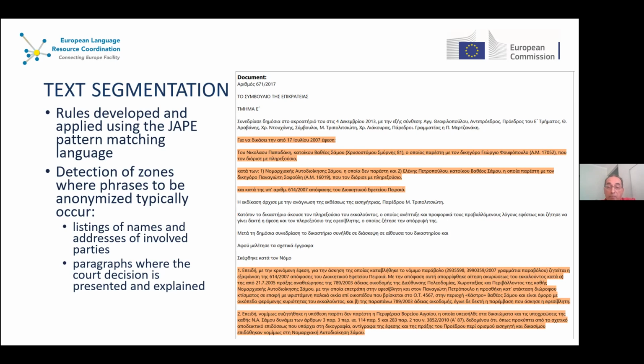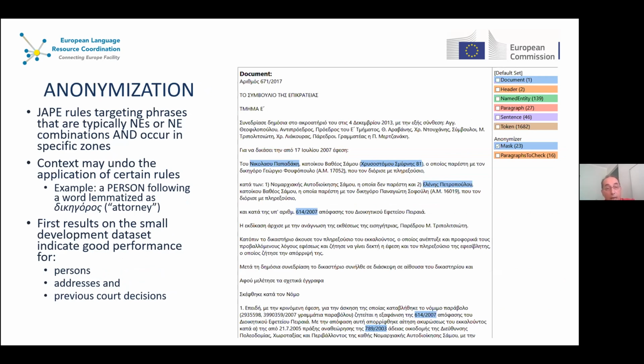This follows, of course, the example of the crawled anonymized versions where these names were not masked. If we move on to the next stage, we have another set of pattern-based rules targeting phrases that are typically named entities or named entity combinations and occur inside the zones detected by the previous set of rules. These phrases are highlighted in the example on the right, and a label mask is generated for each one of them. Of course, instead of the mask label, we could have replaced the phrases with ellipses, or with initials corresponding to the phrases.